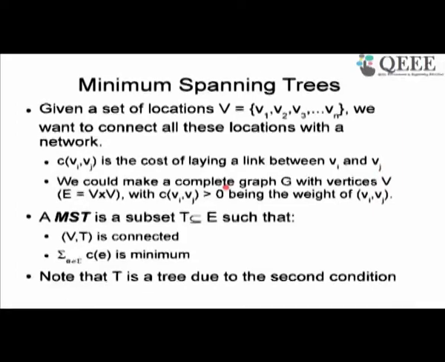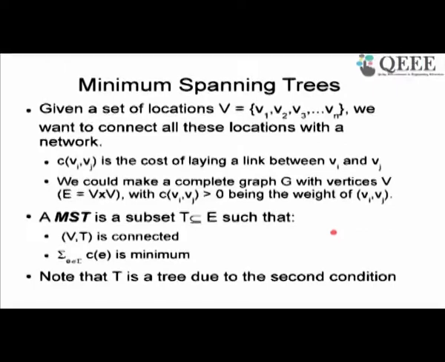It's not that I'm laying the network and then asking the question. I'm asking before I'm laying. It's a planning problem. So this planning graph is a complete graph. All edges are there, and every edge has a cost, which is C Vi Vj. Now the minimum spanning tree, MST, basically is a subset T of E, which means I have the complete graph.